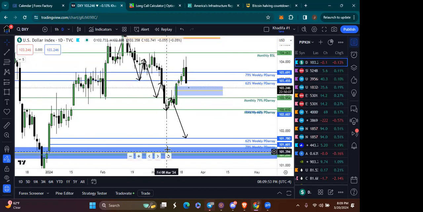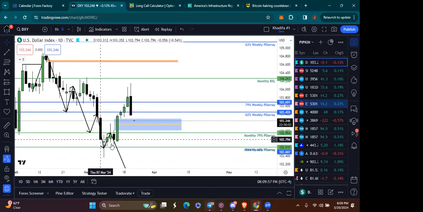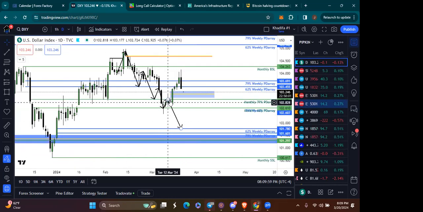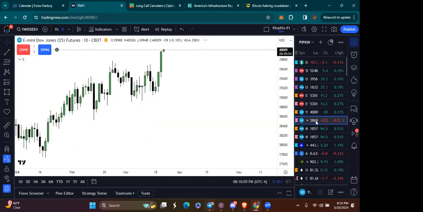So we'll definitely see. I could definitely be wrong, just like I was wrong here when I wanted to see the dollar retest this PD array level and continue lower. So yeah, I could definitely be wrong.